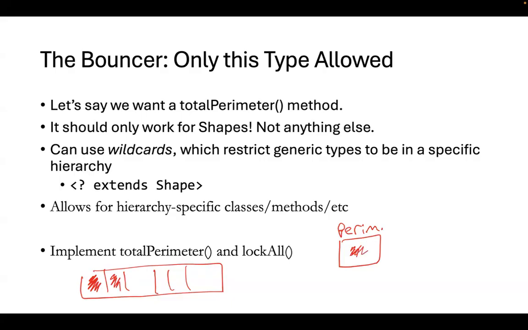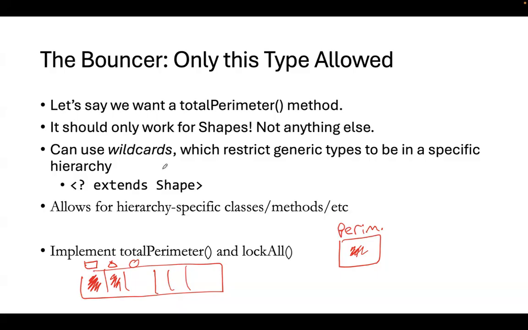So I go through my list of shapes, that's a rectangle, that's a triangle, that's a circle, and so on. Find the perimeter, add it to my variable. I only want to be able to run a method like that on shapes. It doesn't make sense to ask a person, hey, what's your perimeter? Right? You don't know what that means. A person doesn't know what it means to be a perimeter. Only a shape knows that.